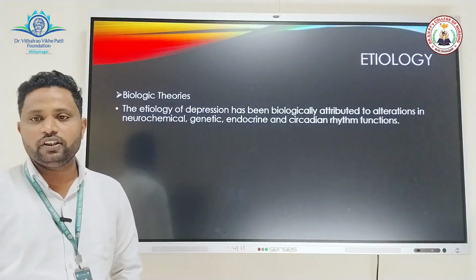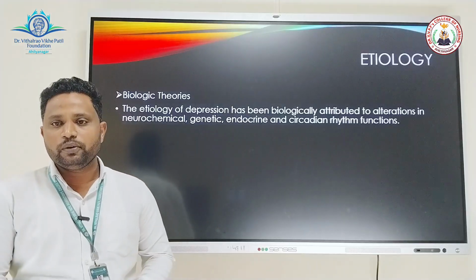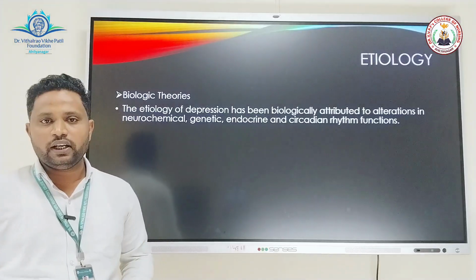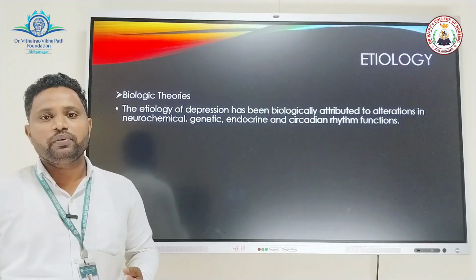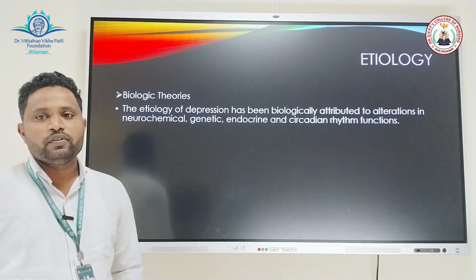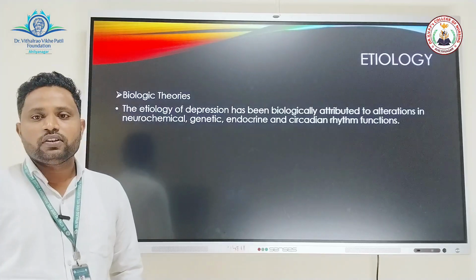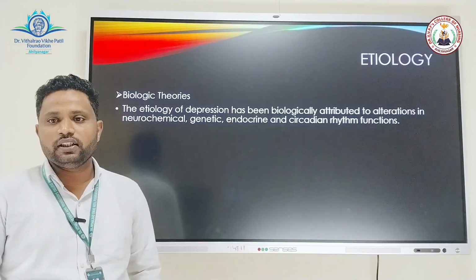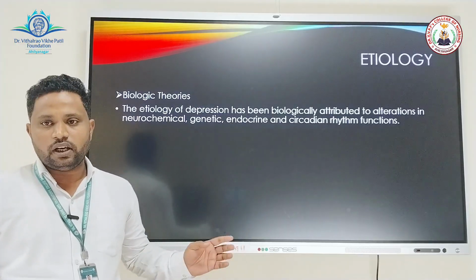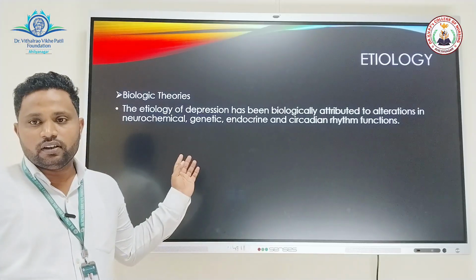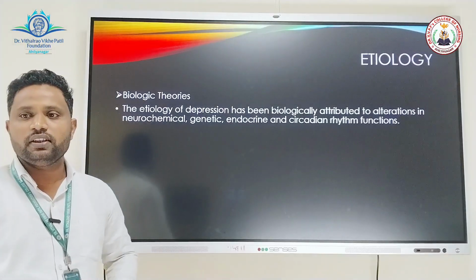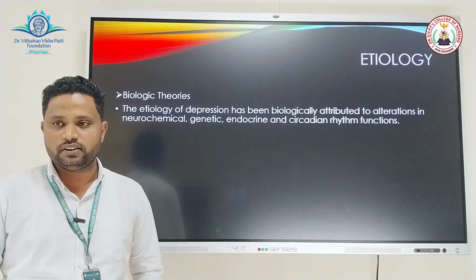Then next is etiology of depression. Etiology of depression mainly includes biological theory, psychodynamic theory, cognitive theory, behavioral theory, and sociological theory. So one by one we'll see. First is biological theory. According to this biological theory, this mainly includes neurochemical theory, genetic theory, endocrine theory, circadian rhythm cycle, and neurostructural theory.